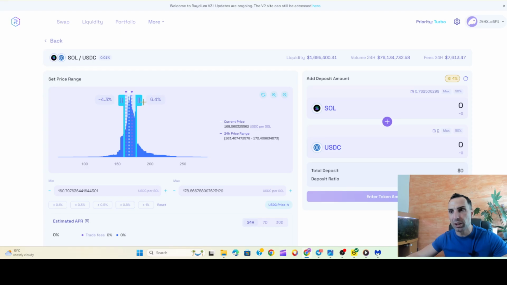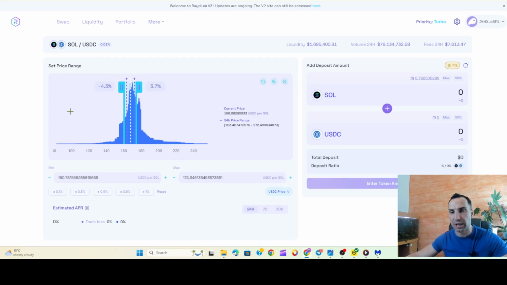So if you go right here with a very narrow range, around 3% up, 3% down, and you hit here, you put 1% one SOL, you will see down here it's going to give you the projected APR, which is around 300% APR. But we want to be more realistic.